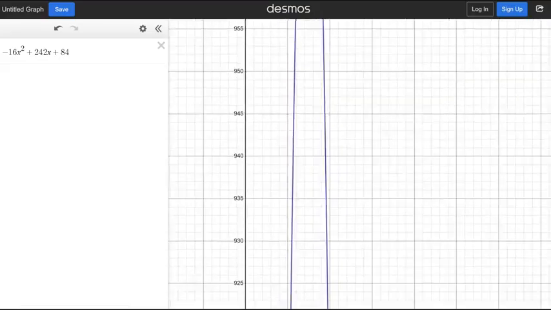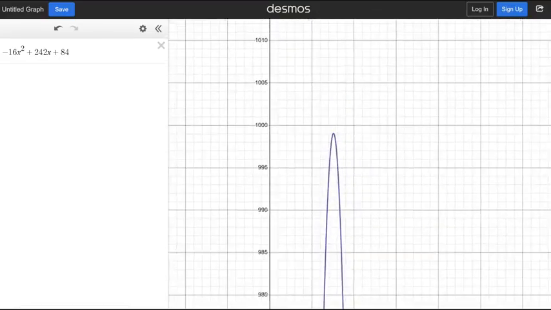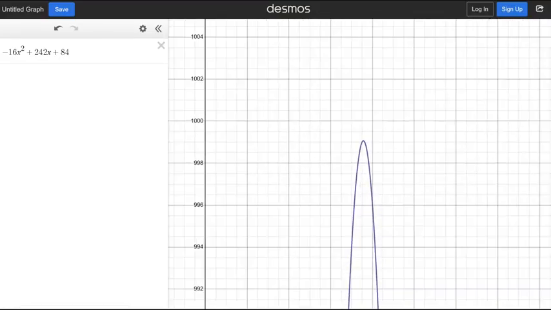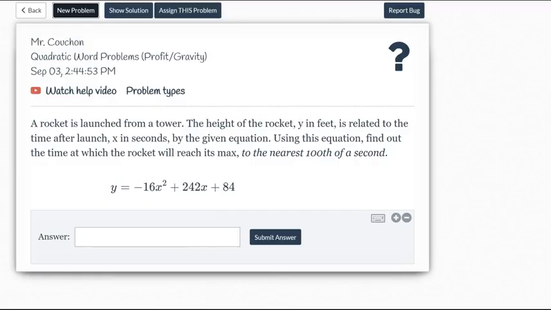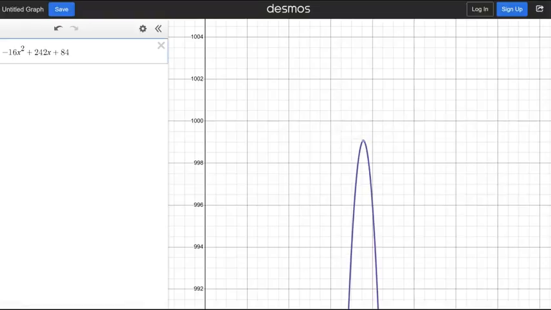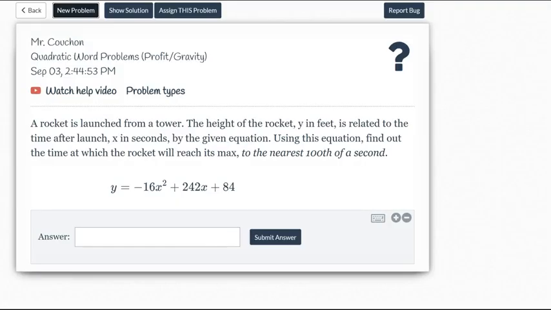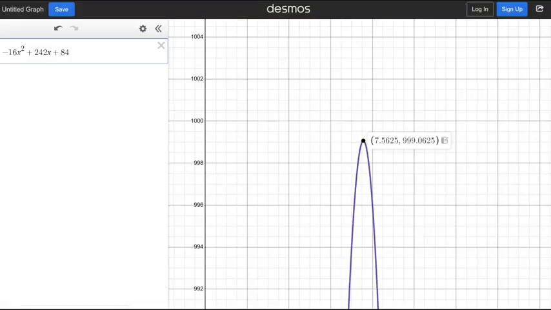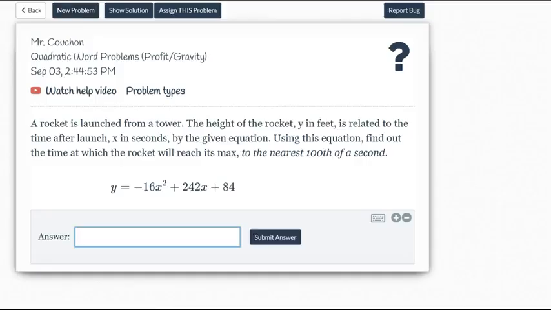This time we're not looking for the height, we're looking for the time at which it happens. So that would be 7.5 seconds. How do they want that, to the nearest hundredth of a second? So it's actually 7.56 seconds. That's when it will reach its max.